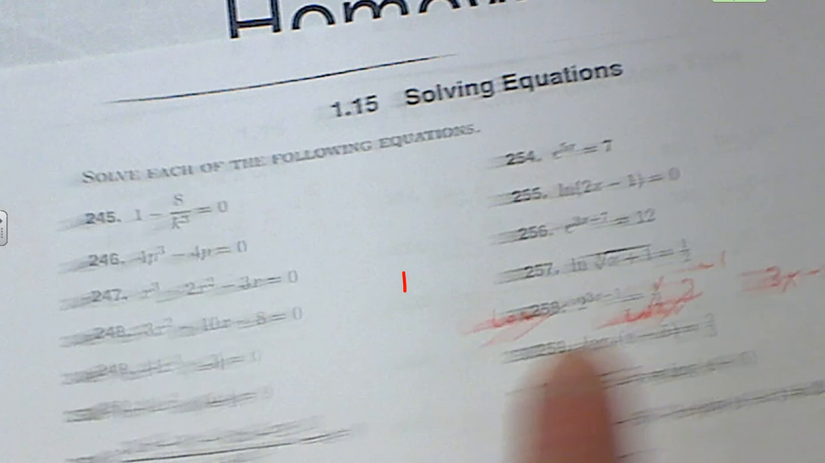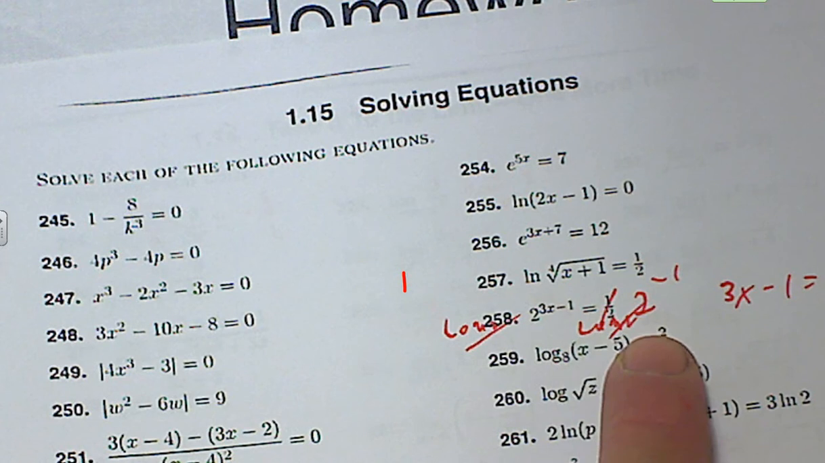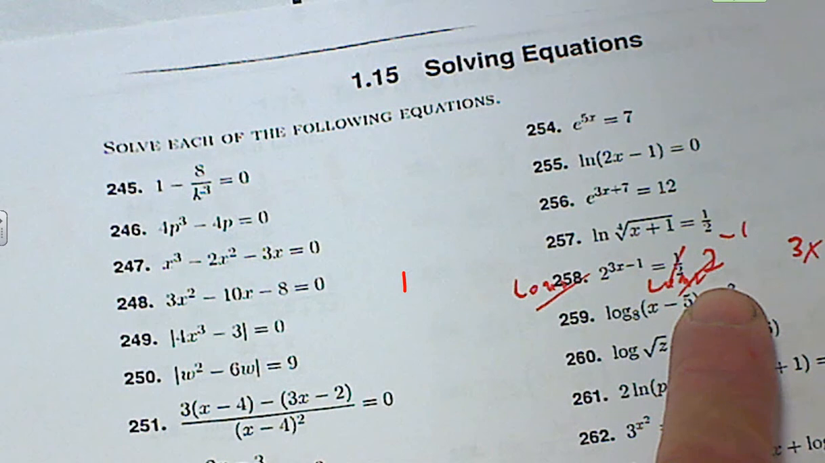Tell me what you did to the 1/2 real quick again. So what power of 2 would give me 1/2? 2 to the 1 is 2. 2 to the 0 is 1. 2 to the negative 1, 1/2. 2 to the negative 2, 1/4. 2 to the negative 3, 1/8. Okay? That make sense? Yeah.